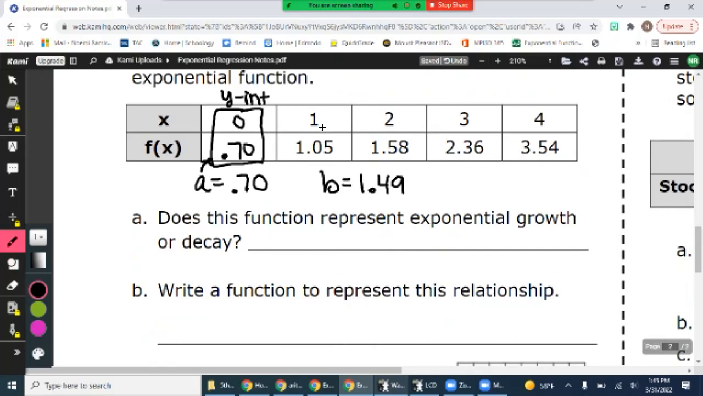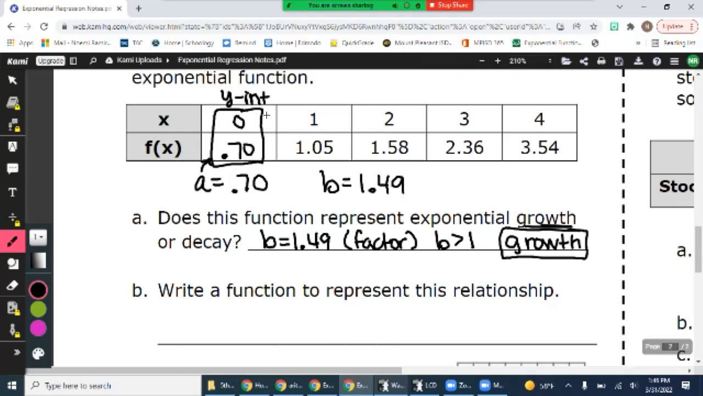Does this one represent growth or decay? Growth. I look at the value of B. I know that B is my factor. And if my B is greater than 1, that is growth. If B is greater than 1, that is growth.